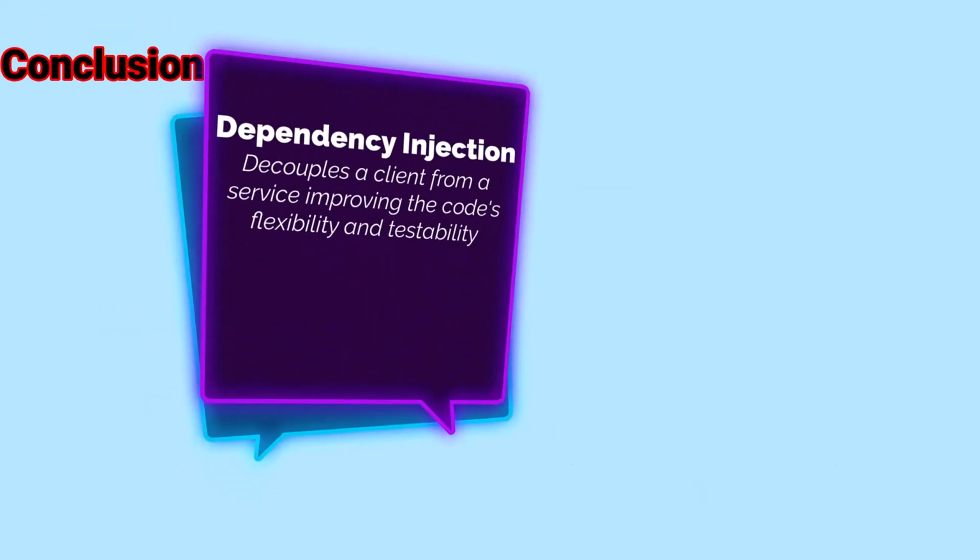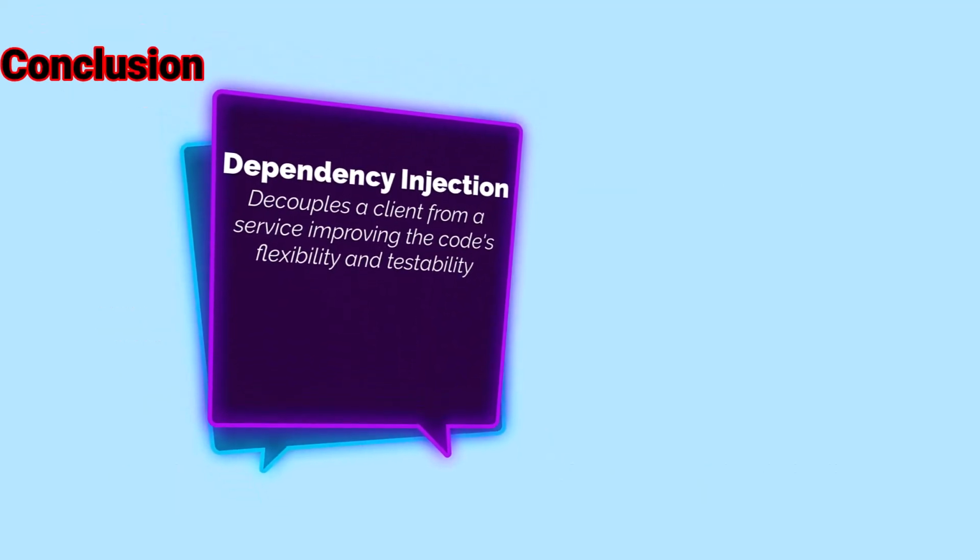So dependency injection is a way to decouple a client from a specific service that the client uses. The result is a system that has much more flexibility and is much more testable.